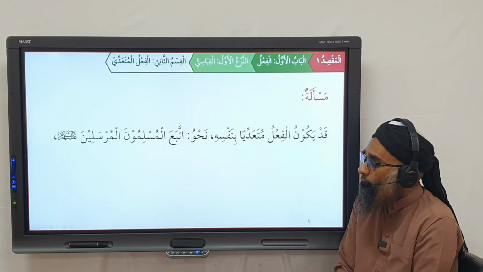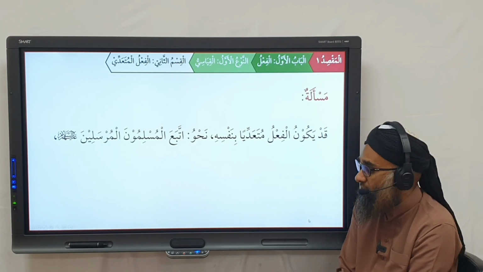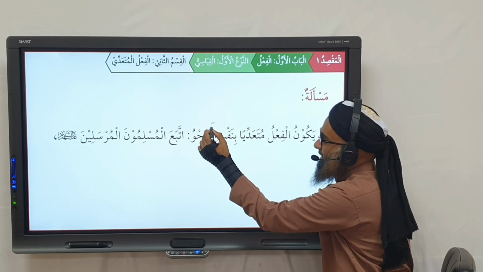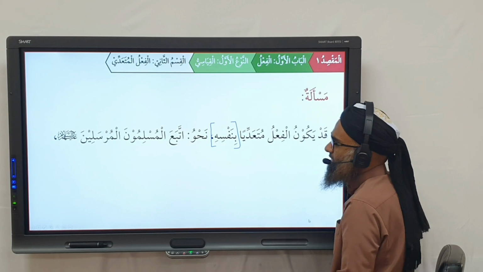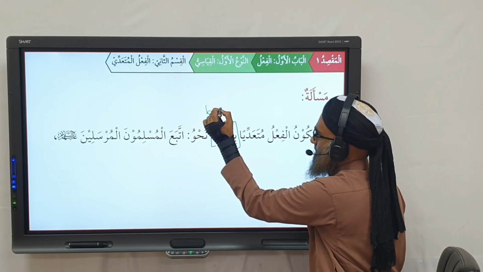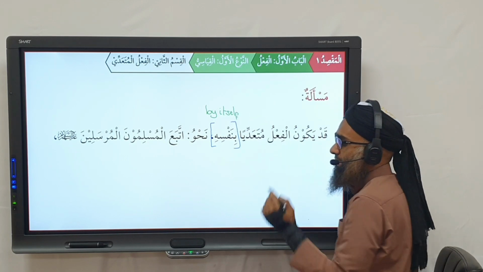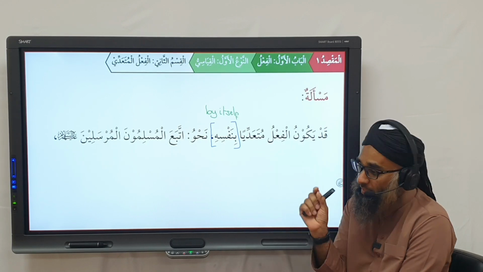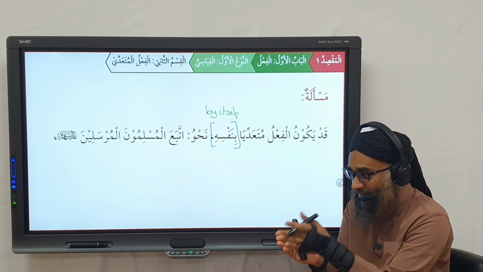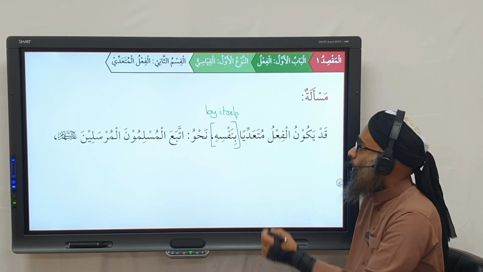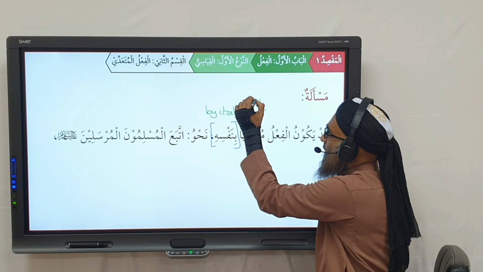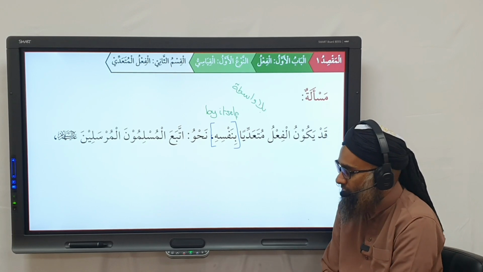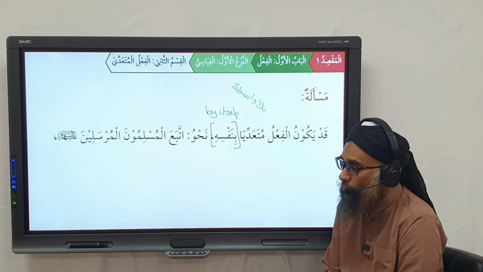We have here قد يكون الفعل متعديا بنفسه. Sometimes the verb is متعدي بنفسه. بنفسه, how do you translate بنفسه? It's already come in the Arabic book. How do you translate بنفسه? By itself. بنفسه. تأكيد. So sometimes the fa'il is متعدي by itself, meaning there's no حرف جر. It's not غير صريح, explicit, direct. So you call it متعدي بنفسه, or you can also call it متعدي بلا واسطة, without any additional medium, just directly. نحو اتبع المسلمون المرسلين.